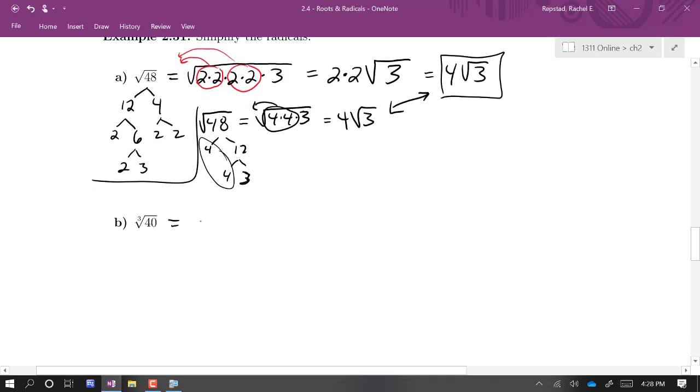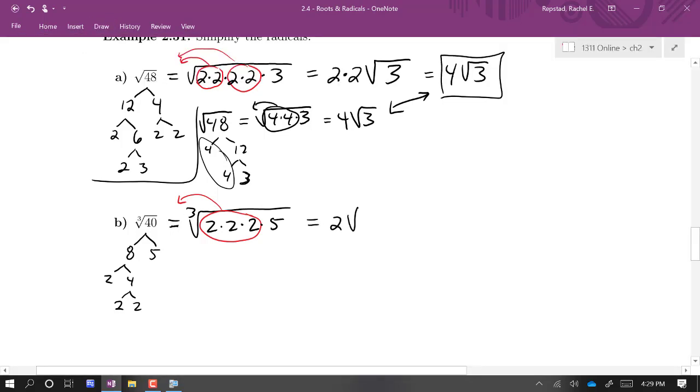Okay, next we've got the cube root of 40. This is a cube root, so I'm going to be looking for a group of 3 of the same factor in order to bring one of them outside. So 40, let's make a factor tree. 40 is 8 times 5, and 8 is 2 times 4, and 4 is 2 times 2. So this is the cube root of 2 times 2 times 2 times 5. And there we've got a group of 3 factors of 2. That means I've got 1 factor of 2 I can bring out: 2 times the cube root of 5.